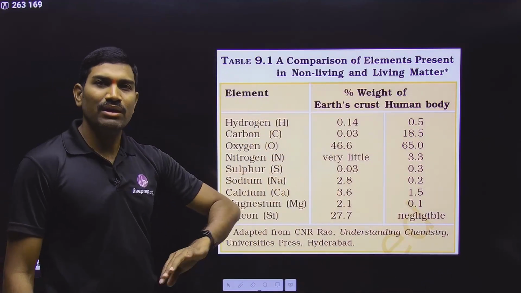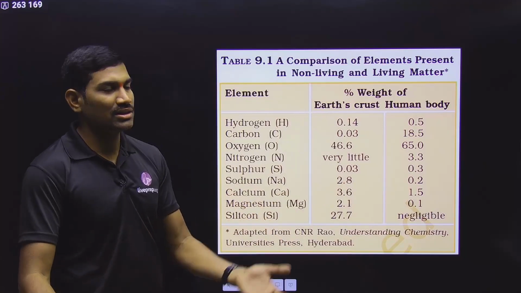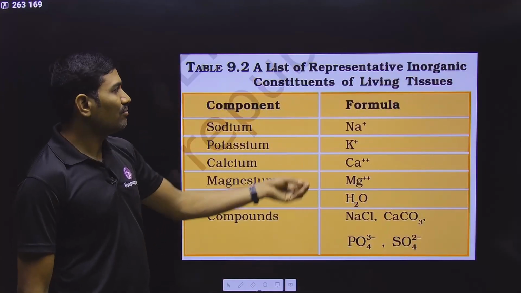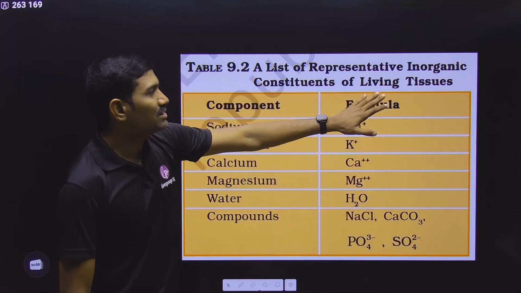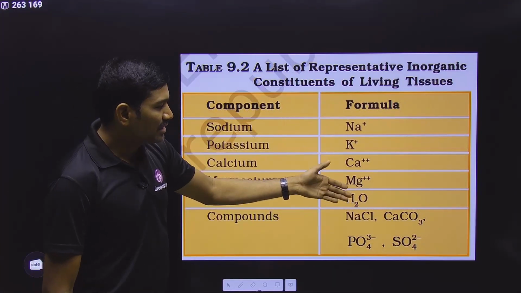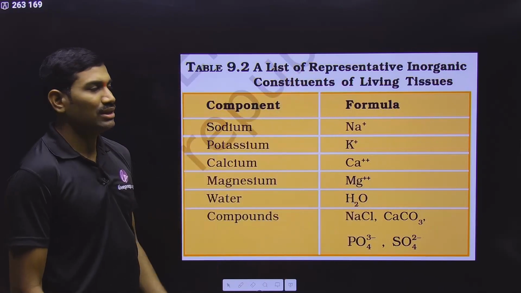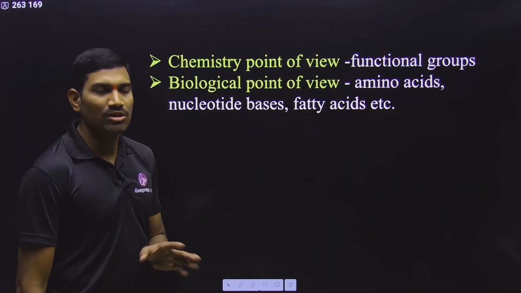Proper analysis we made in the regular lectures, so if you are more interested, you can go through those regular lectures also. And then here there is a list of these inorganic components. What are the various types of ions that are present? What are the various compounds that are present? They have given a big list also, so please go through this particular list as well.